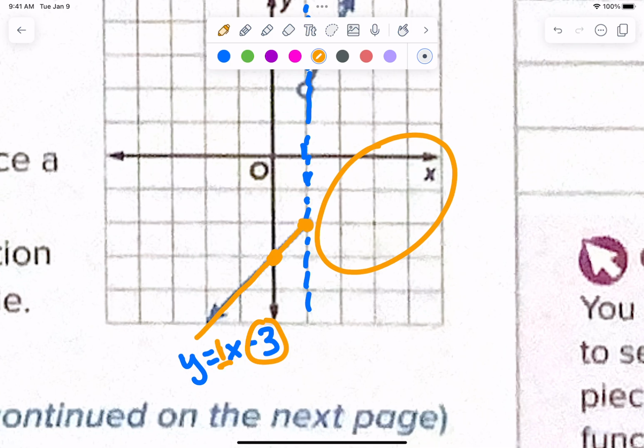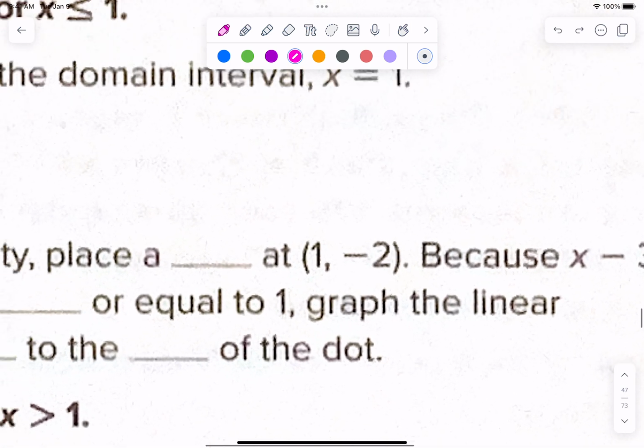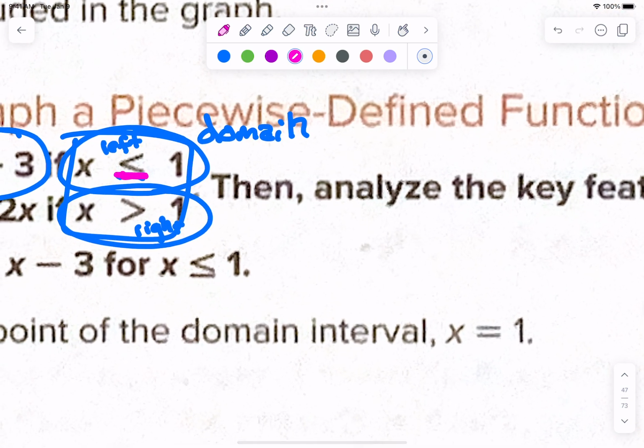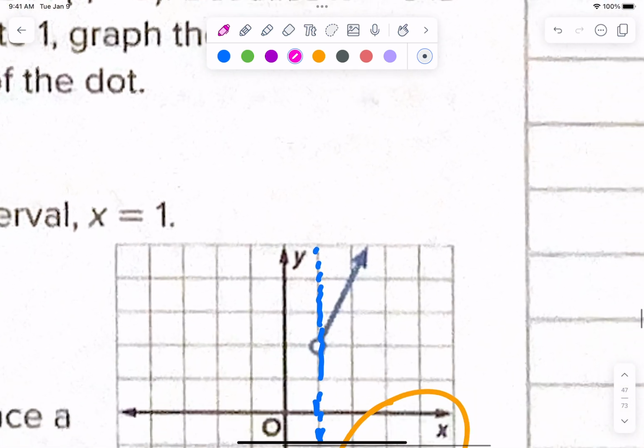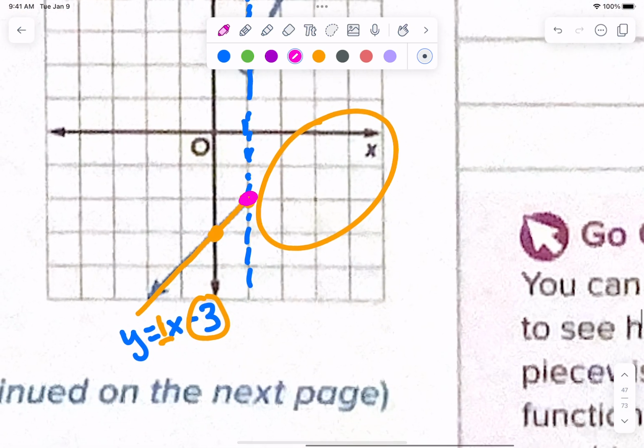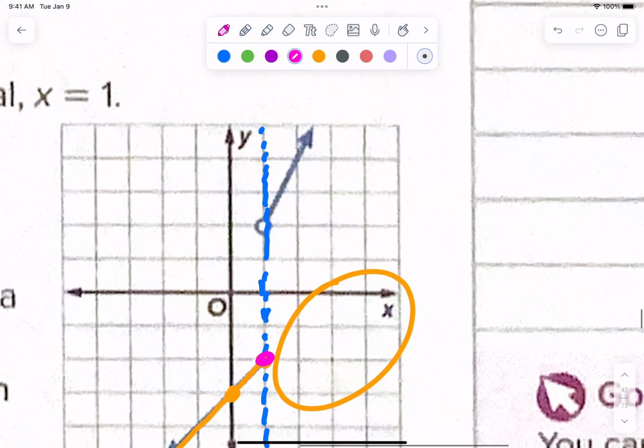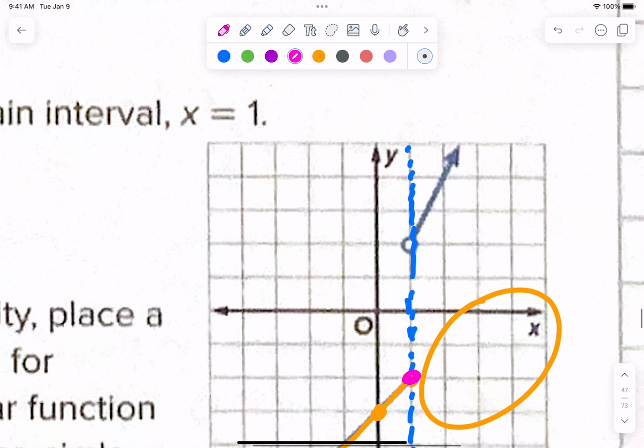Now, before I move on to the second line, I have to decide on 3 exactly. Is this going to be an open circle or a closed circle? Closed. How do you know it's closed? For this function, we said it was equal to for the top one, so we're going to fill it in as a closed circle. Now, when I start my graph up above for the right side, I know that's going to be an open circle on the line.